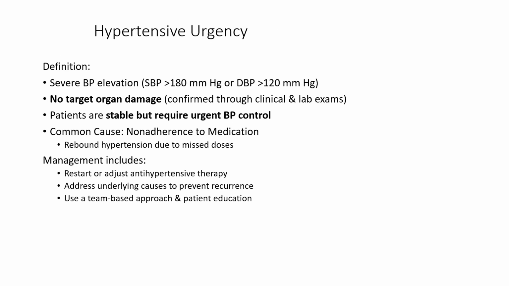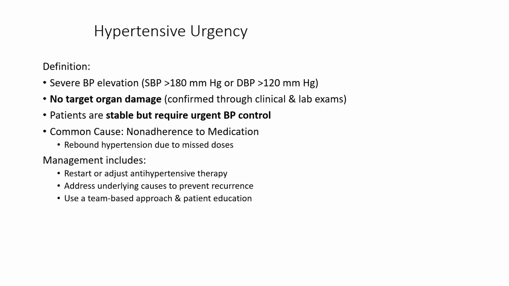With hypertensive urgency, this is a severe blood pressure elevation of a systolic greater than 180 and a diastolic greater than 120 with no evident target organ damage. And this is going to be confirmed through our exam and labs. Patients are stable, but they do require urgent blood pressure control. You want to prevent them from ending up with target organ damage and progressing to a hypertensive emergency.